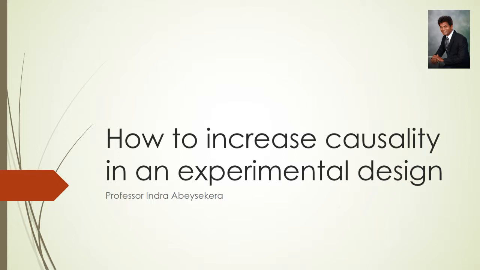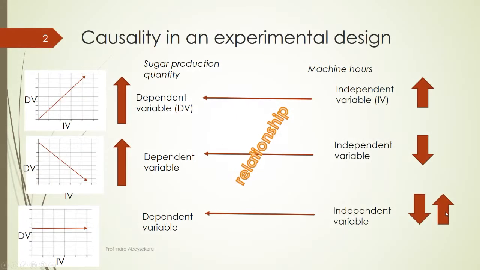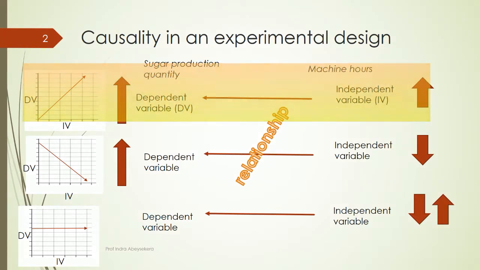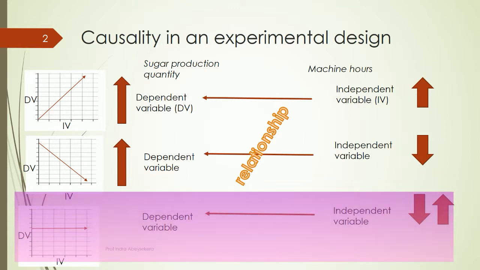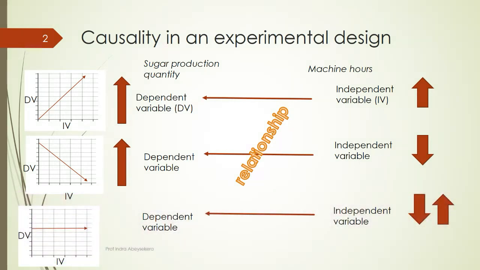I'm Professor Indra Abeysekera. Let's look at how to increase causality in an experimental design. When an independent variable has a relationship with a dependent variable, the relationship could be positive, negative, or the relationship could be nil, no relationship. So these three possibilities exist.